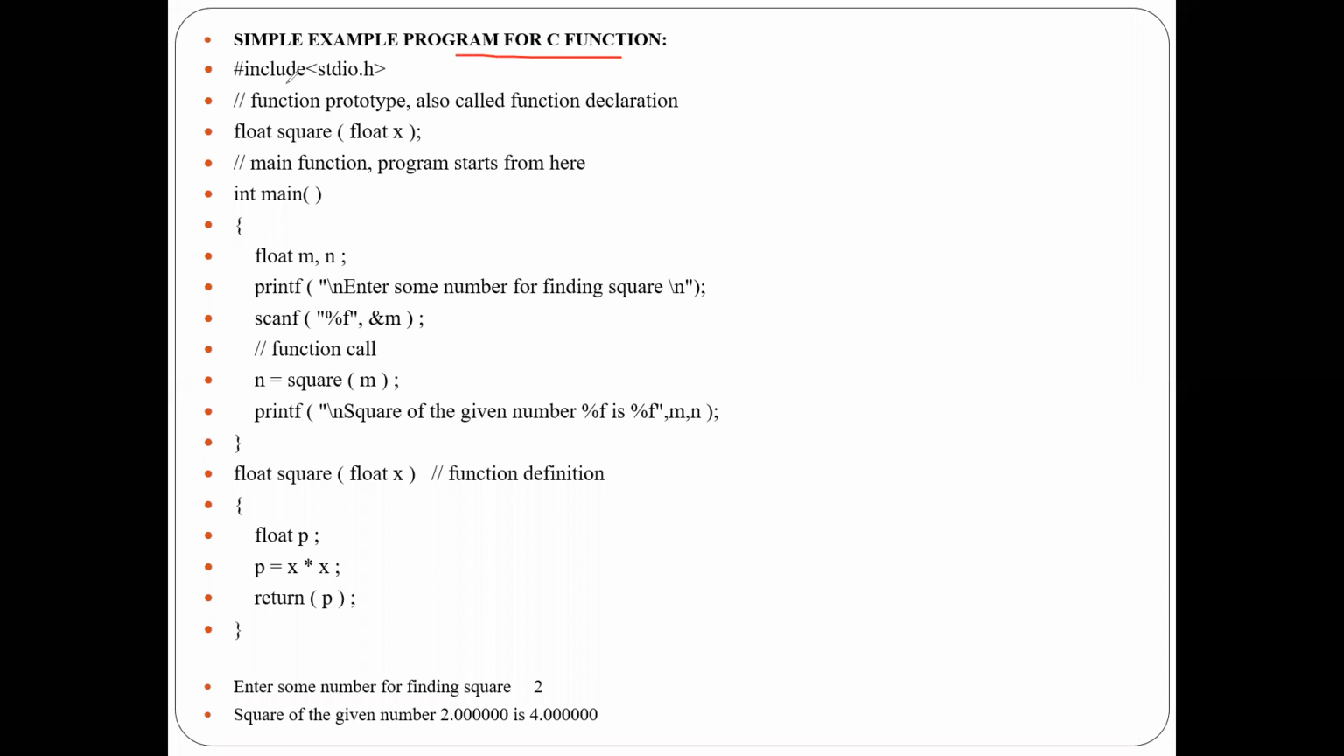Actually, the header file has been declared. First, we have to declare the function. That is here: the name of the function is square with one argument as a float, and the returning type is float. This is the first one. The second one is that we are going to write the definition for the function.